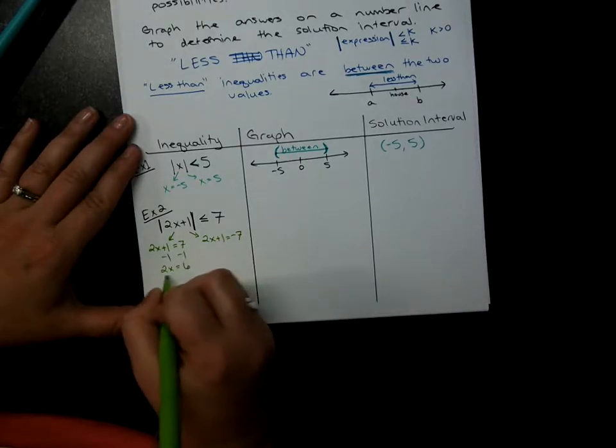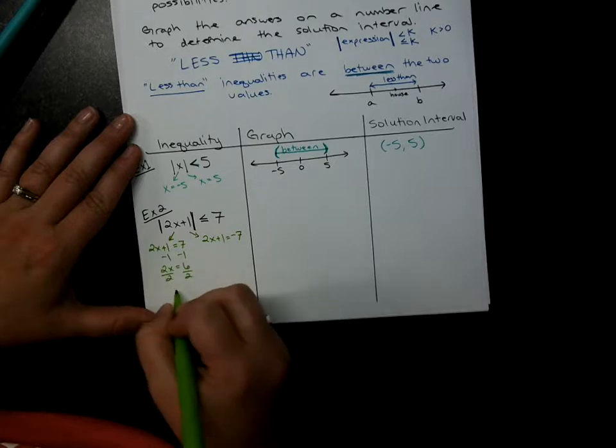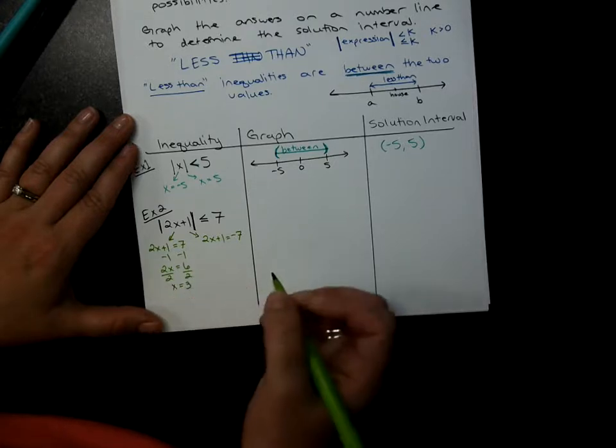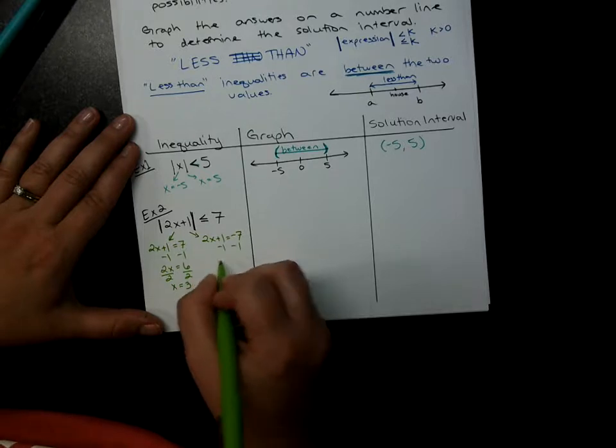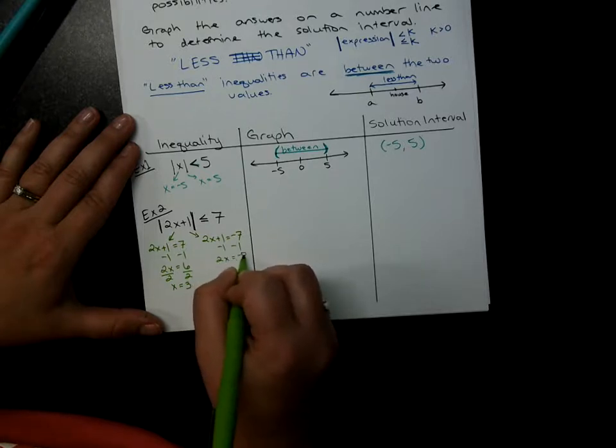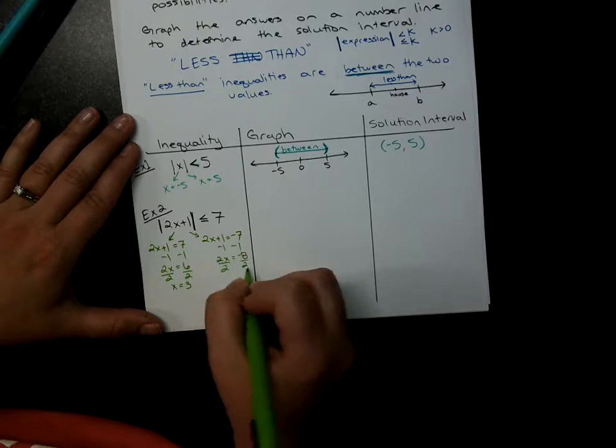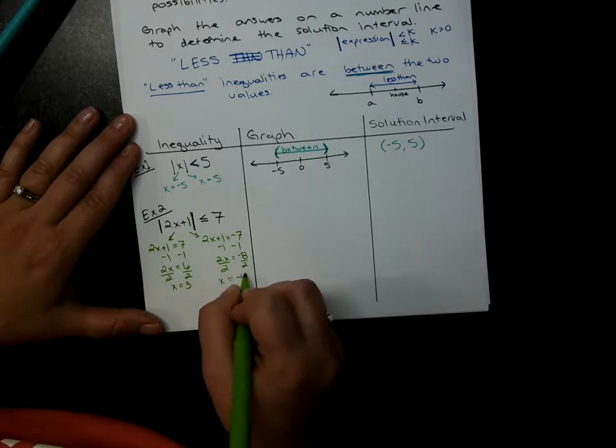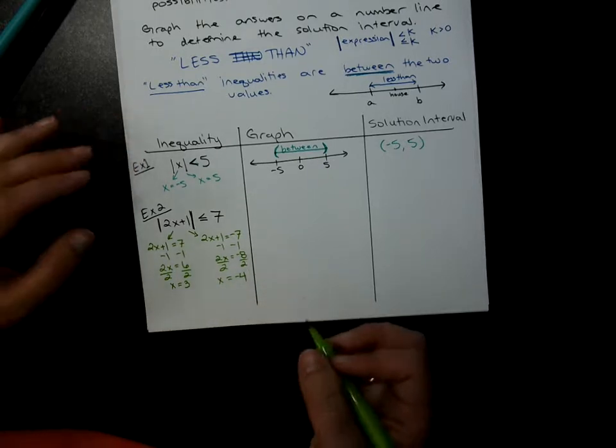Do this part a little faster. We should be good at solving for x. I get x equals 3. And I'm going to move the 1 over here. I get 2x equals -8. Divide by 2, and I get x equals -4.